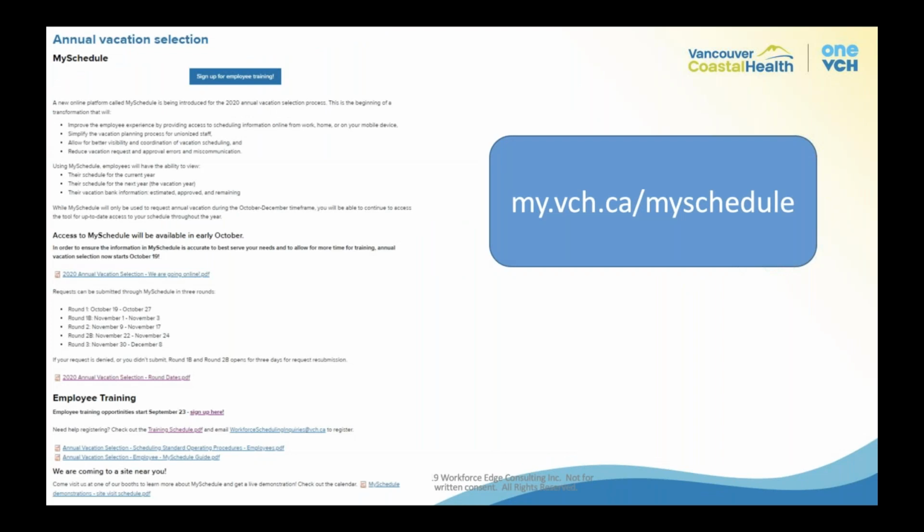Again, it's my.bch.ca/MySchedule. You can see that there's a variety of information there. At the top, there's a link for signing up for employee training, such as this webinar, as well as in-class sessions at some of the larger facilities. There's a link to the standard operating procedures. You can see that near the bottom with the procedures-employees.pdf.